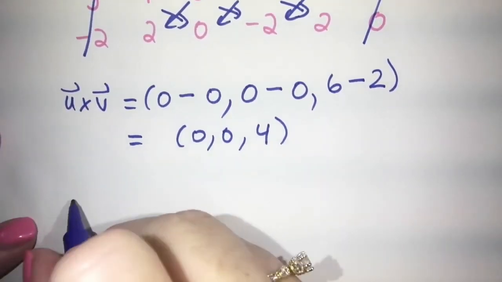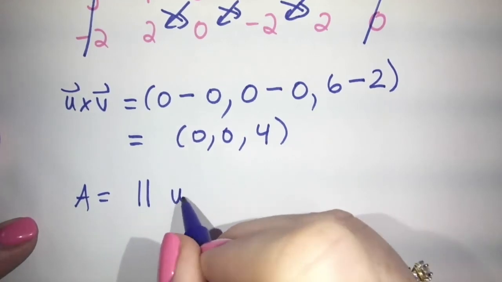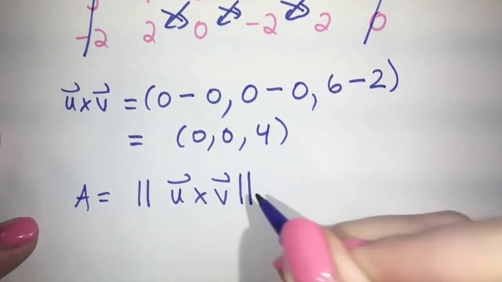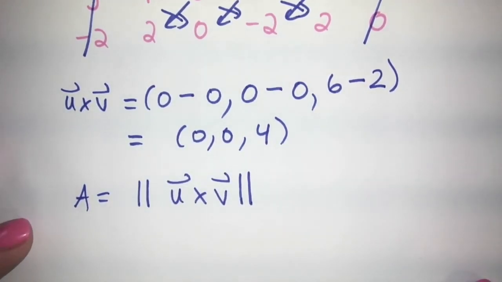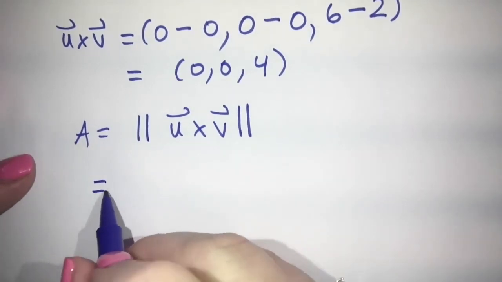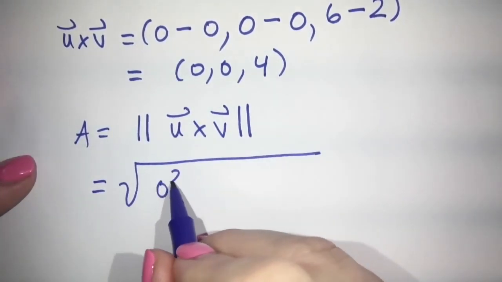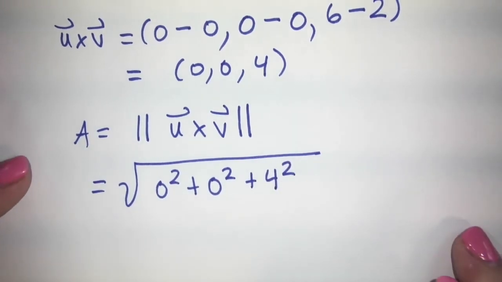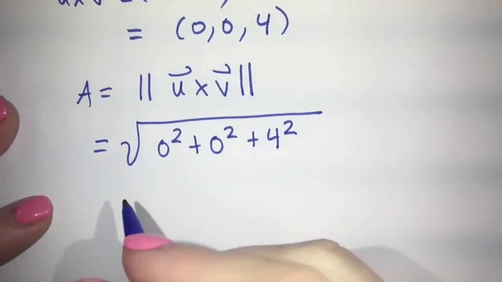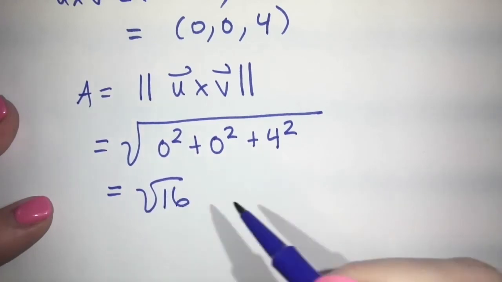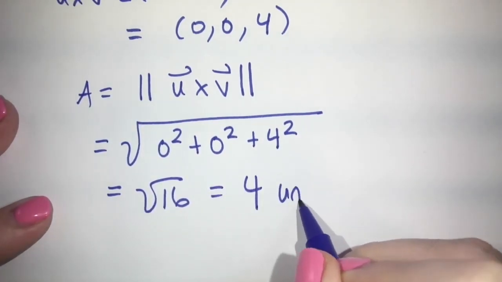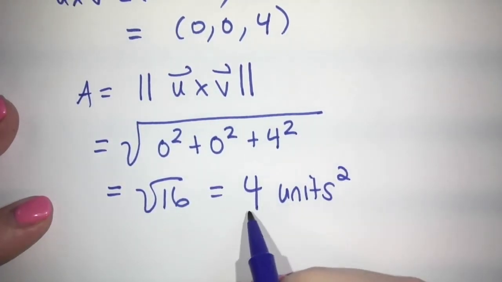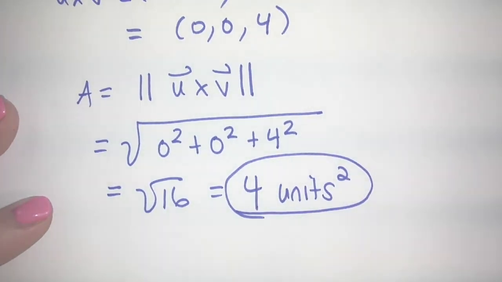And because it's a parallelogram, we don't have the half like in the triangle. So all we have left to do is the magnitude of the vector 0, 0, 4. So we do square root, square all of our components. So 0 squared plus 0 squared plus 4 squared, and we get the root of 16, which is 4. And of course, you can say units squared if you like, or you can just say 4 as your final answer.